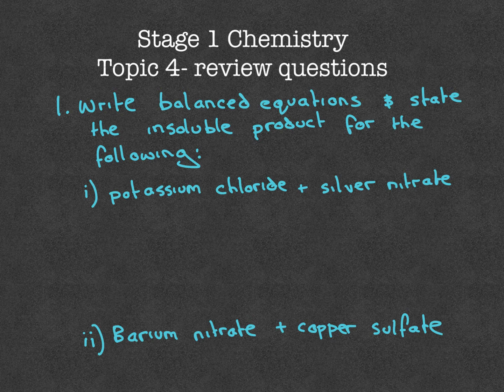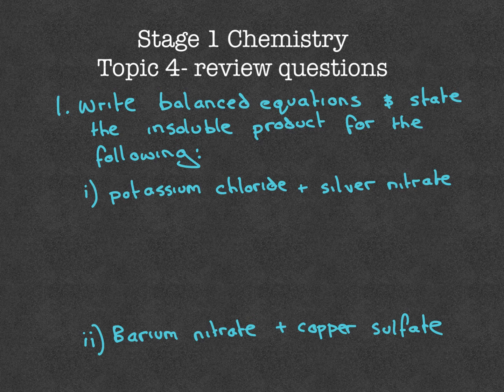So the first question that I've got here is about writing balanced equations and looking at the insoluble products for the following reactions. Okay, so what we've got here are the reaction between two ionic substances. We've got potassium chloride and silver nitrate as our first one here. And what you guys need to be able to recognize here is that when we've got two ionic substances, what we're going to have is a double replacement reaction. So this is the reaction where they're essentially going to swap cations and anions with each other.